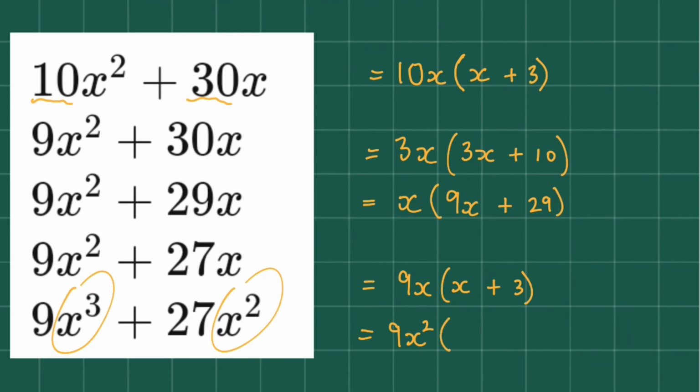Which, if we now do our division, we've got just a plain old x. If we do 9x cubed divided by 9x squared, and then we've got 27x squared divided by 9x squared. Well, the x squareds cancel, and it's just 27 divided by 9, which is 3. So the rule applies upwards, and this is how you factorize this type of quadratic.